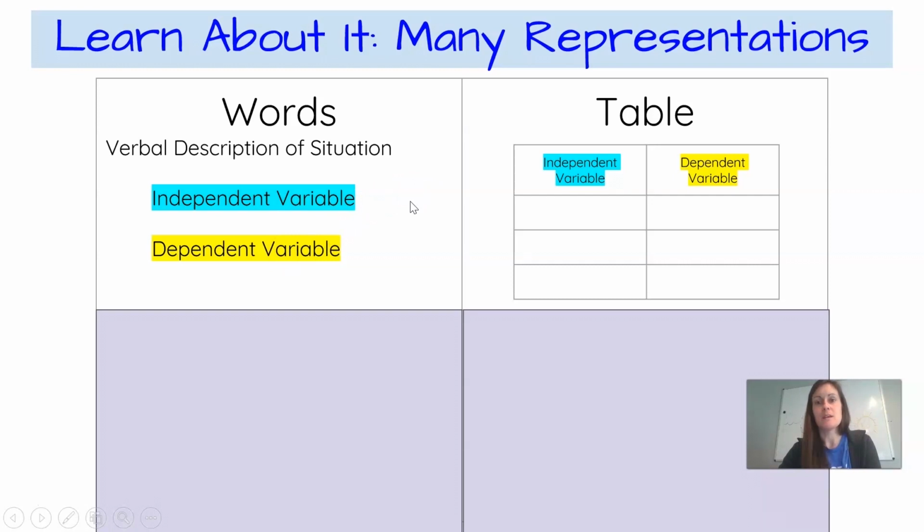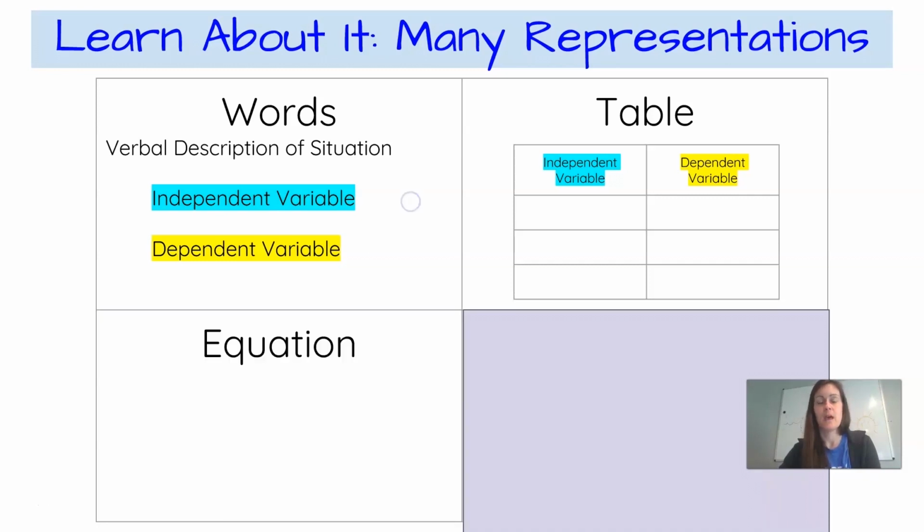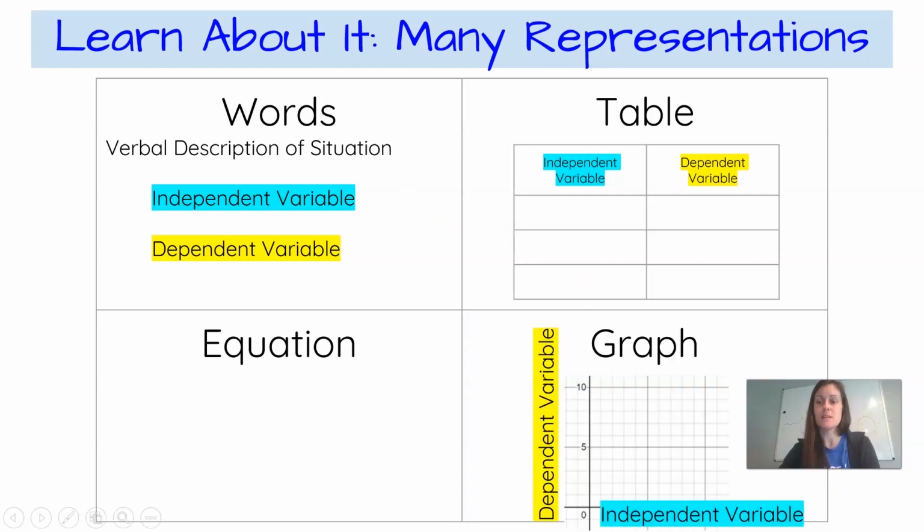Another way that you might see a real-world situation represented is in a table, like the problem with the train in the previous lesson. Again, we want to make sure that our table is organized with an independent variable and a dependent variable. Another way that you might see the situation represented is with an equation. So we'll take the verbal and translate that into an algebraic equation. And the last way that you might see a real-world situation represented is with a graph where the independent variable is along the x-axis and the dependent variable is along the y-axis.